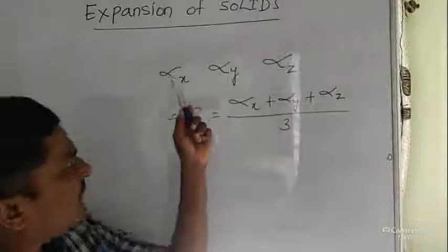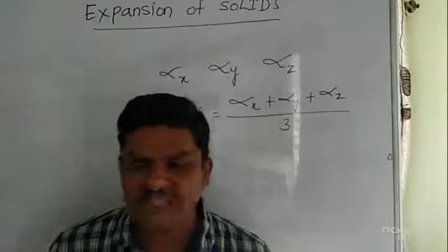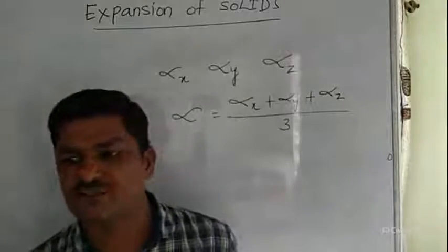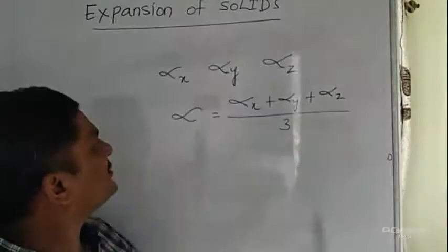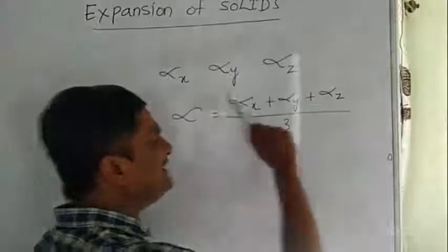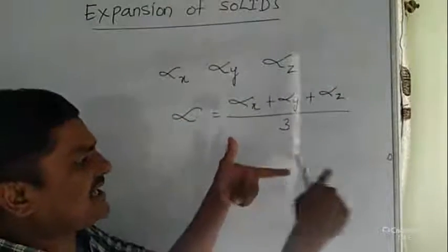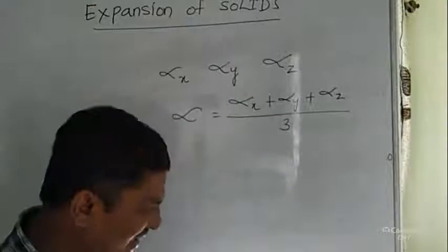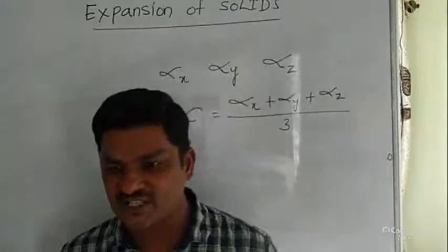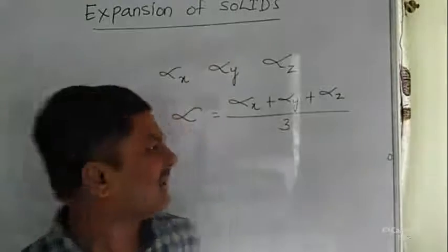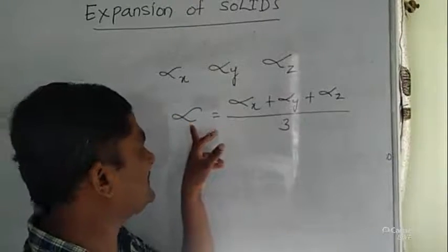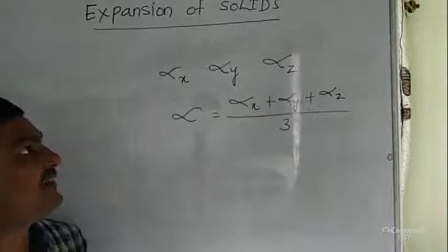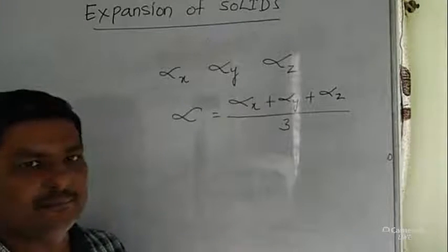Most of our syllabus is meant for isotropic solids only. For anisotropic solids, if the coefficients of linear expansion alpha x, alpha y, alpha z are given in the three different directions, x-axis, y-axis and z-axis, then the average value of the coefficient of linear expansion alpha equals (alpha x plus alpha y plus alpha z) by 3.